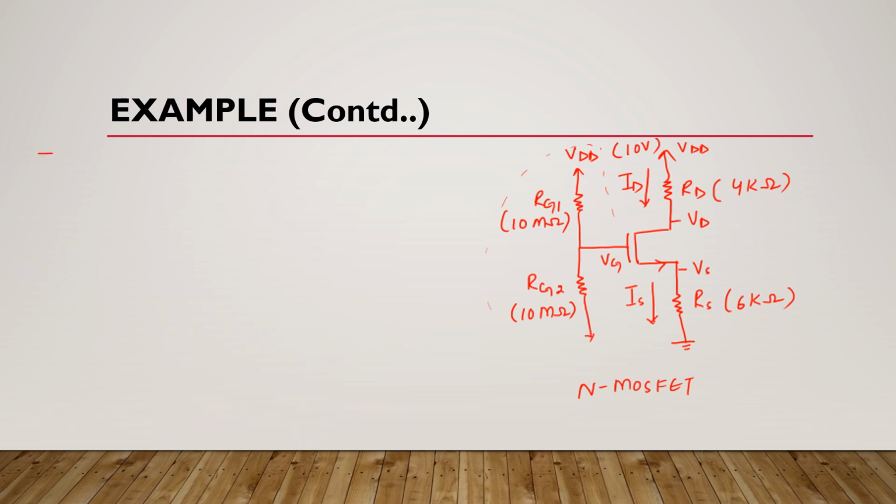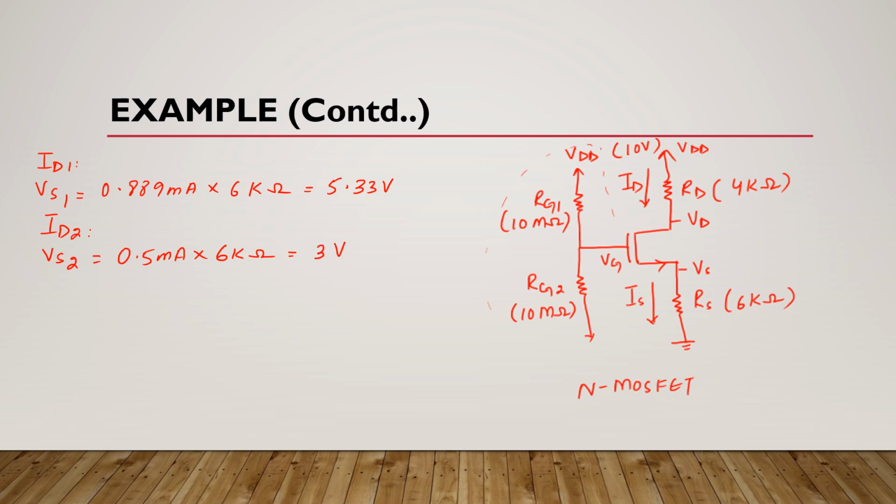For first value of drain current, the value of source voltage will be 0.889 milliamperes multiplied by 6 kilo ohms, and it will give us 5.33 volts. And for second value of drain current, the value of source voltage will be 0.5 milliamperes multiplied by 6 kilo ohms, and it will give us 3 volts.